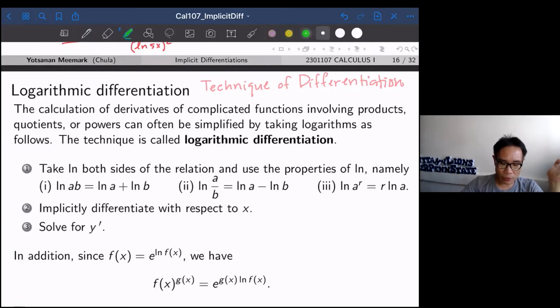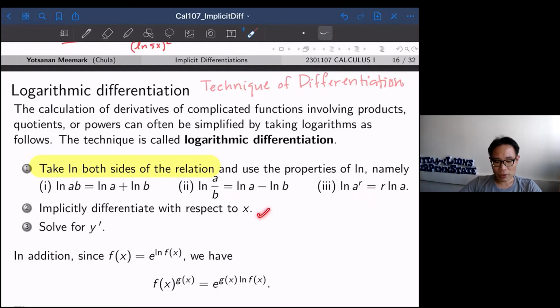The first step is you take log of both sides of the relation and use the properties of the log. The properties that we're going to use turn out to be the simple ones. The log of a product is the sum of the logs, the log of a quotient is the difference of the logs, and the log of a to the r equals r log a.